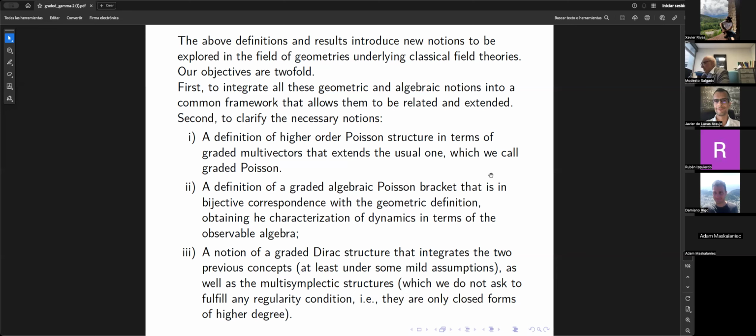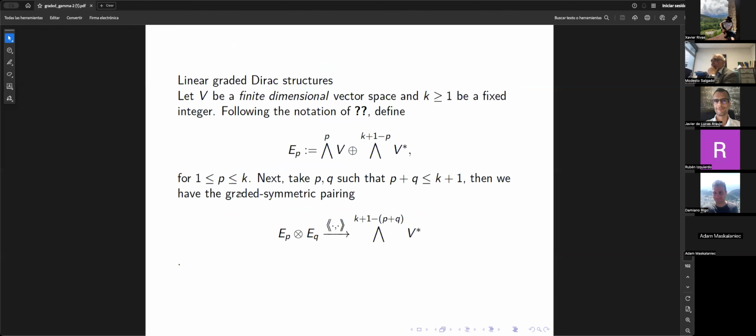graded Poisson structures. And so we will have not a multi-Dirac, but we will have a graded Dirac structure. So this is the point. And so how to do that? Well, we started to study the things first in the linear case, and then in the case of manifolds, to extend the definition to manifolds.